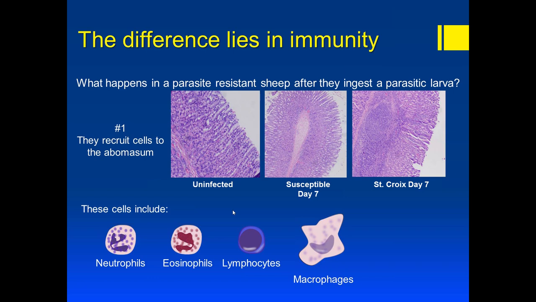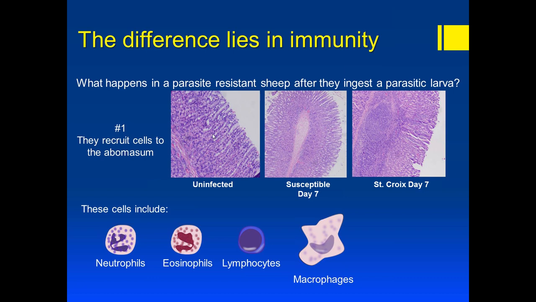The first thing that happens is that they recruit cells to their abomasum. If you've opened up an abomasum before, there are folds inside it. I've taken one of these folds, cut a section out, laid it up on its end, and taken a very fine section of that, about 5 microns thick, about half the thickness of a fine wool merino fiber. I've laid that down on the slide and stained it.